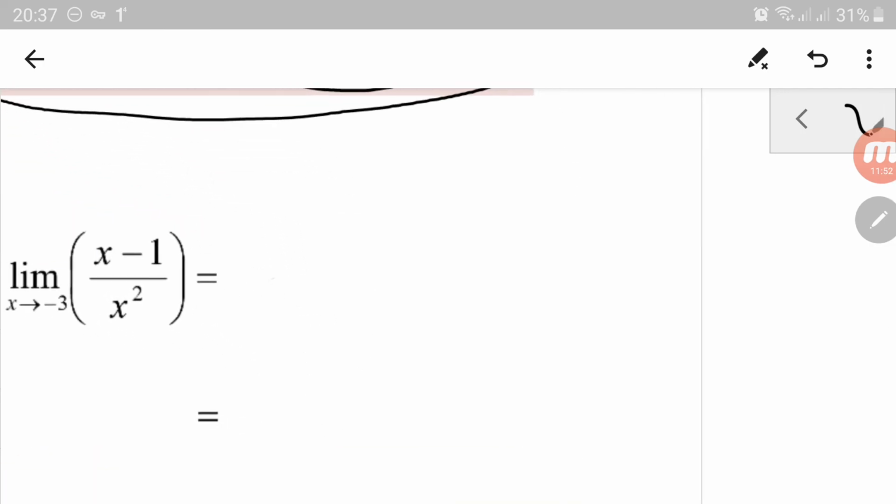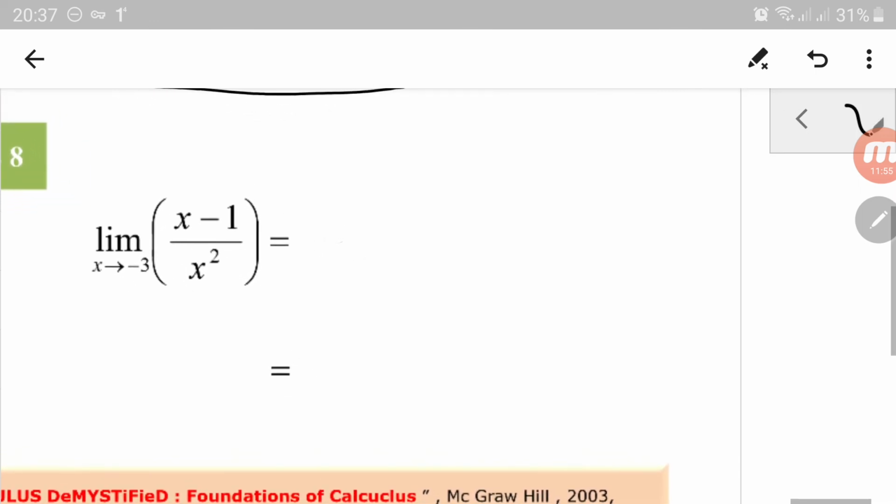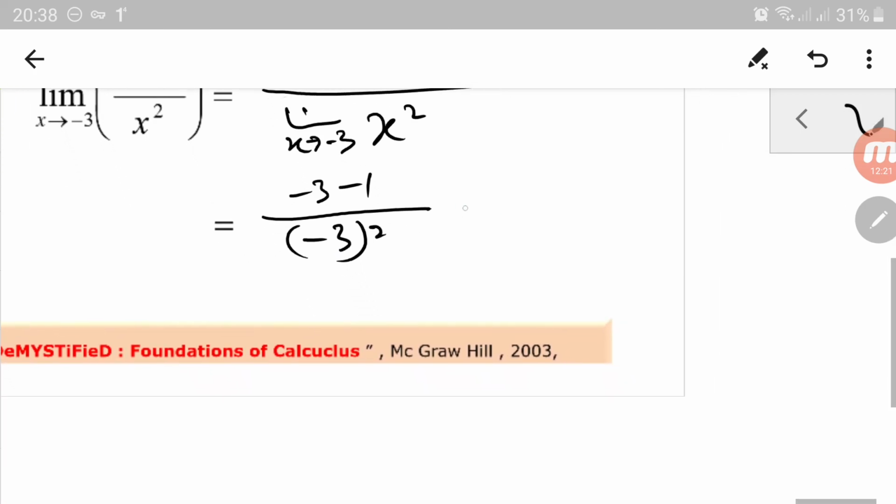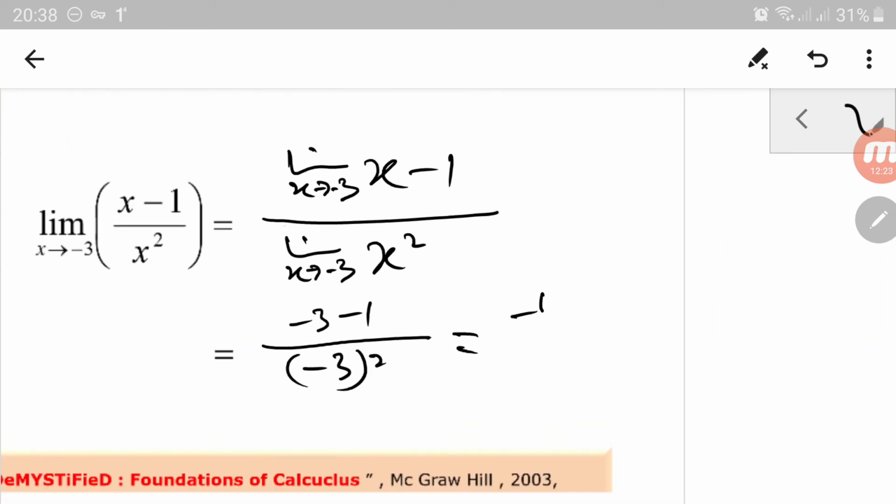Now, let's have an example. You see this one? As we agreed just now, we can find the limit of the numerator first. So the limit of x minus 1 as x approaches minus 3, and then the limit of x squared as x approaches minus 3. So this is minus 3 minus 1, and minus 3 squared. Then put here: minus 4 divided by... 9. Therefore, minus 4 over 9.